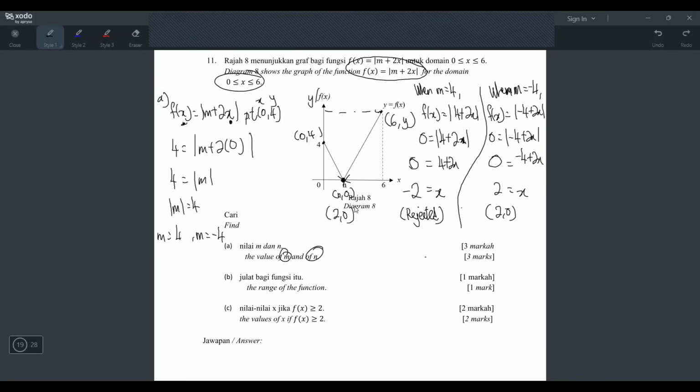So it means the answer is 2. But wait. Four. Wait. Okay lah, betul lah. Yeah.